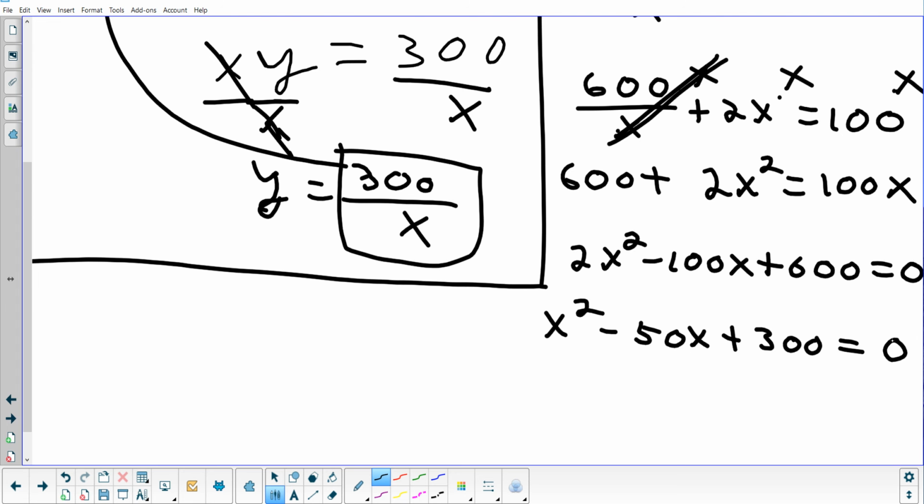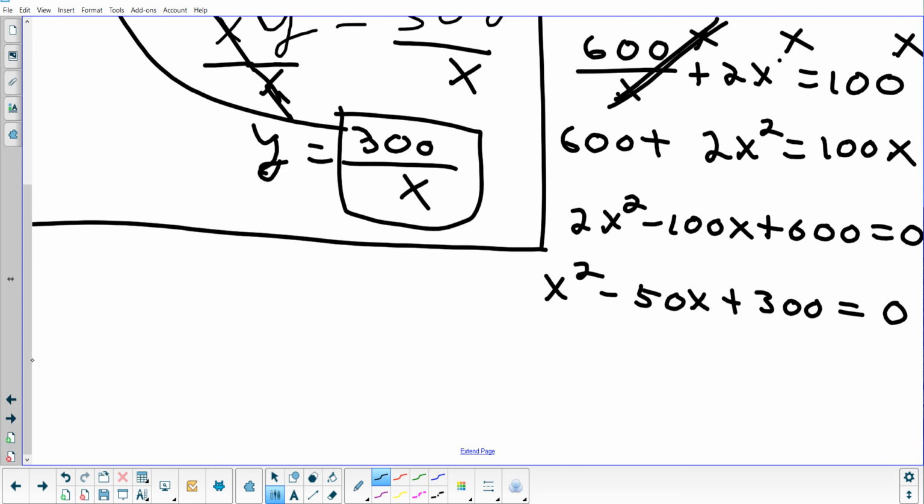Okay, now, if we're going to try to factor that, we need 2 numbers that multiply to give me 300, and they need to add or subtract to give me 50. Can anybody think of 2 numbers that multiply to give me 300 and add or subtract to give me 50?